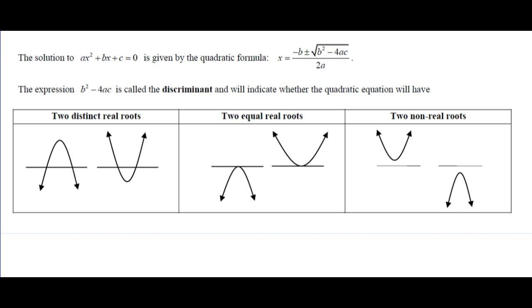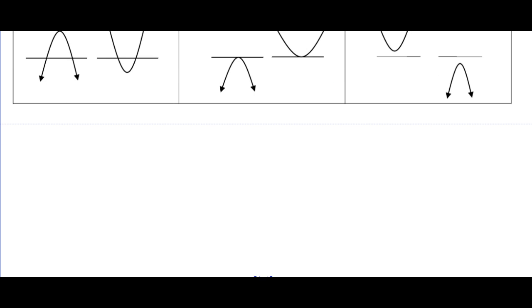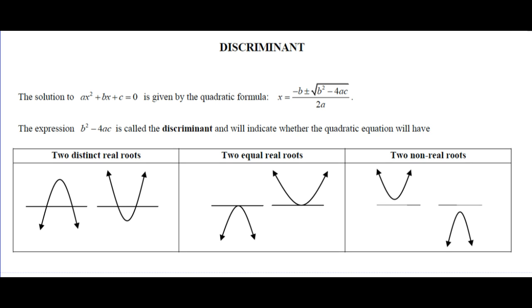So b squared minus 4ac is going to tell us: do we have two distinct, or different, real roots? Do we have two equal real roots? This is what we mean by two equal: you really only get one value, but we call it two equal real roots. Or do we have two non-real roots? We've seen this before, right? We know we can have two roots, or one root, or no roots.